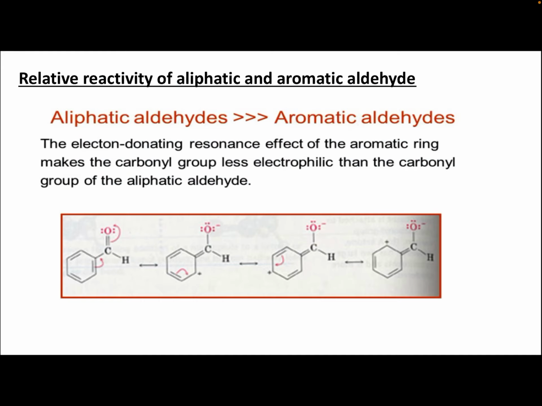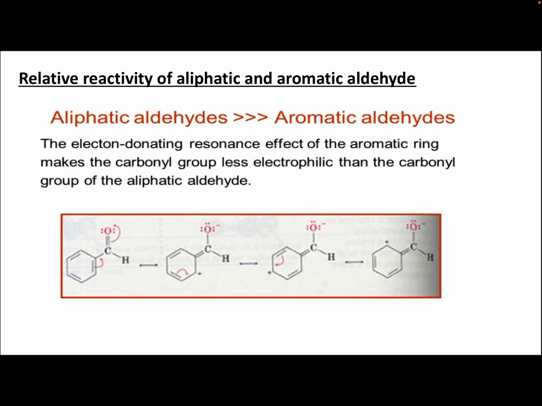Relative reactivity of aliphatic and aromatic aldehydes. Aliphatic aldehydes are more reactive than aromatic aldehydes. Why? Because in aromatic aldehydes the electron donating resonance effect of the aromatic ring makes the carbonyl group less electrophilic than the carbonyl group of the aliphatic aldehyde.